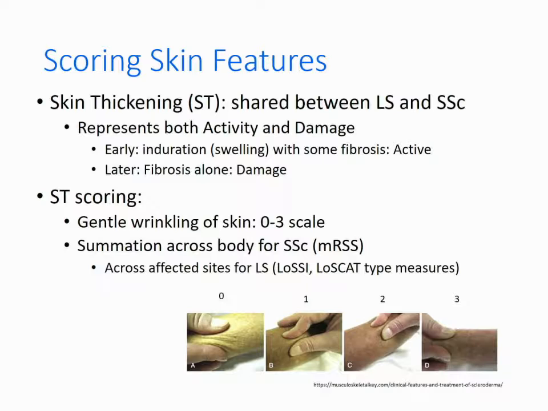So we're scoring this by gently wrinkling the skin on that 0 to 3 scale that Dr. Stevens mentioned. For systemic sclerosis, we're summing it across the body sites with the modified Rodnan skin score. For localized scleroderma, we're also summing it across slightly different sites. This is based on the LoSCAT measure. And this is just an example. So 0, we can easily wrinkle the skin. 1, it's a little bit harder. 2, it's a little bit more harder. And then 3, it's sort of like rock hard.